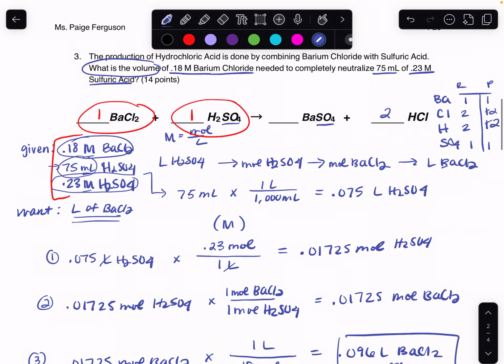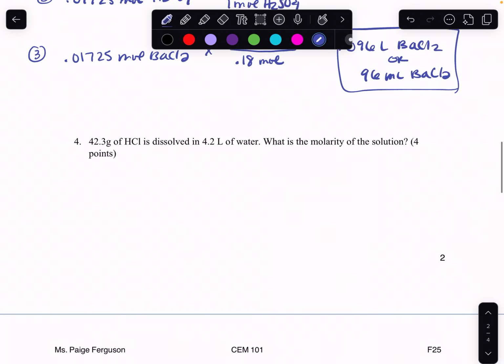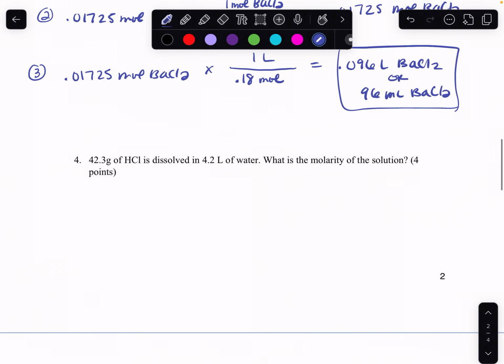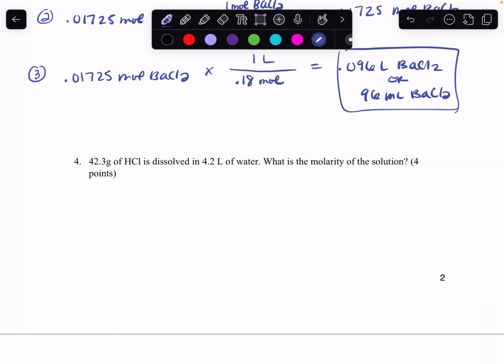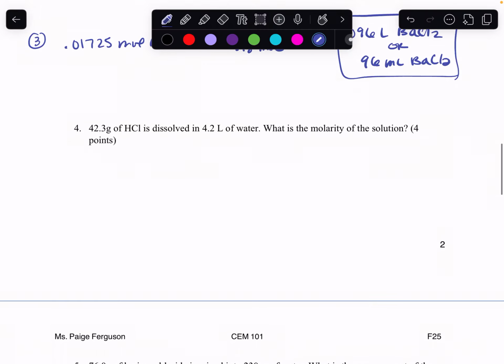All right, so that's one of those big long ones. We're going to move on to some shorter problems down here. Shorter, but reusing the same concepts, okay? So 42.3 grams of HCl is dissolved in 4.2 liters of water. What is the molarity of the solution? This requires a basic understanding of molarity, or at least mathematically what it's equal to: moles per liter. So I can pull out what I'm given: 42.3 grams in 4.2 liters. So I do have one thing I need that's already in the correct units.